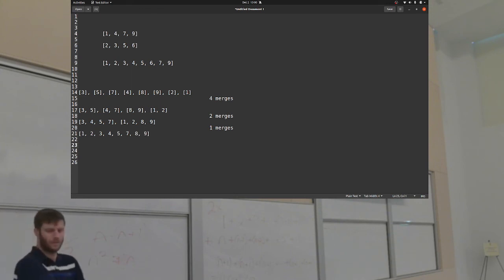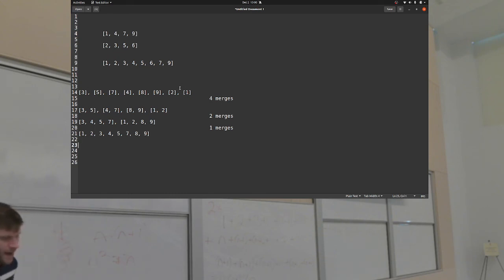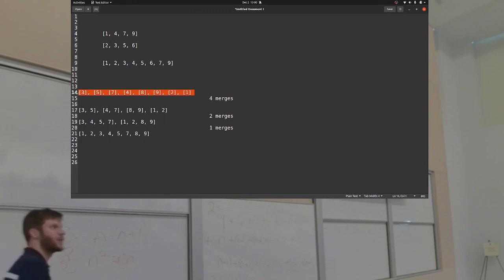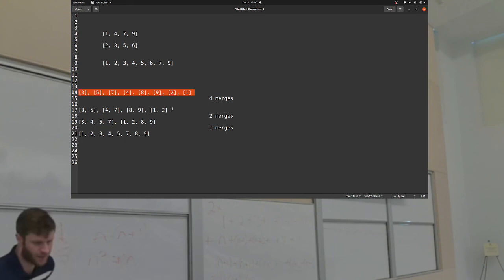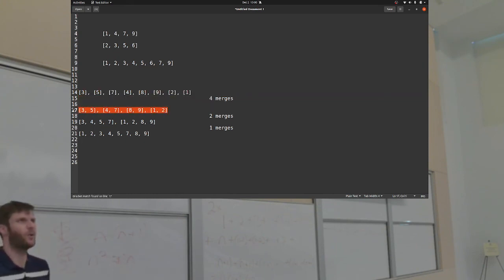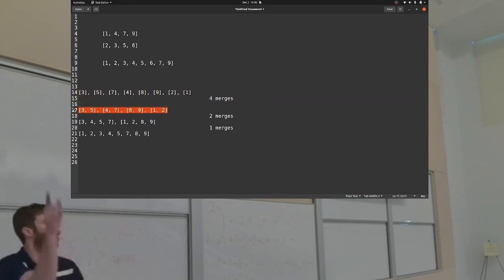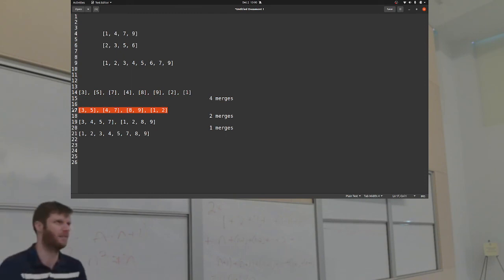But so here I did 4 merges, but here's the thing. How many things were in this list? 8. And I did 4 merges, but it was 4 merges of 2 things. The next time I did 2 merges of 4 things. So, I mean, the total amount of work on each row was that.